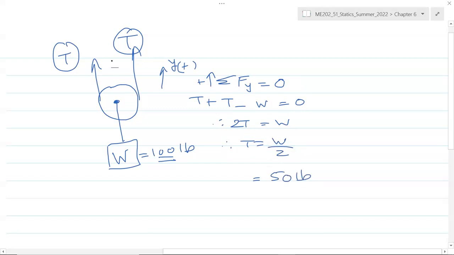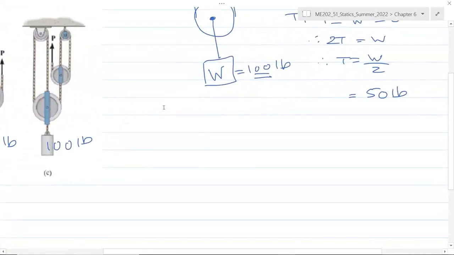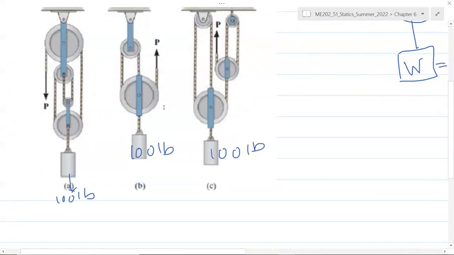So if we have two cables supporting the weight through the pulley system, then each of these cables carries 50 pound when the system is in equilibrium. Now let's apply this concept to all these examples.